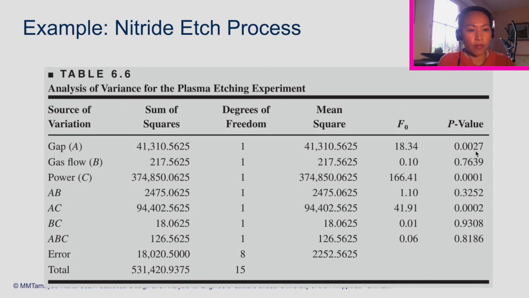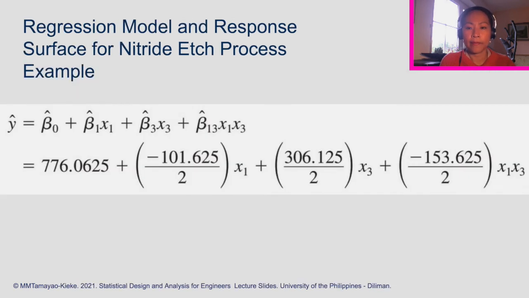And you can also see a very low p-value for the interaction AC, gap and power, as well as that of gap. Okay, which signifies that these are the terms that are significant in the model. Therefore, we can have the following regression equation for our example. To fit the value of the response variable, etch rate, y hat is equal to beta naught hat plus beta 1 hat times x1 plus beta 3 hat x3 plus beta hat 1 3 x1 x3. So this corresponds to factor A, factor C, and then the interaction of factors A and C.